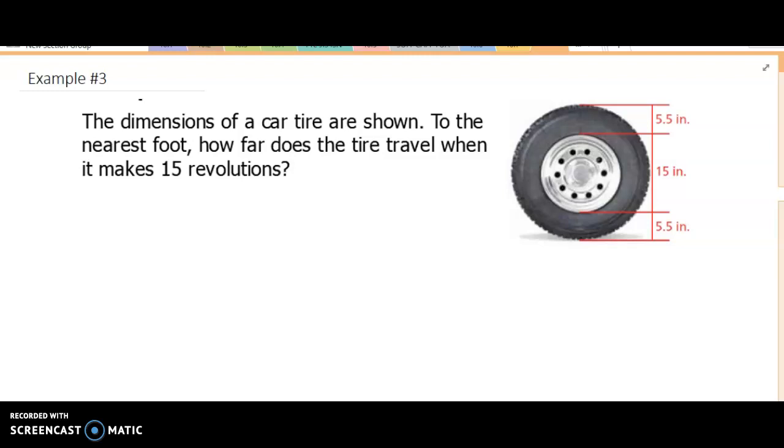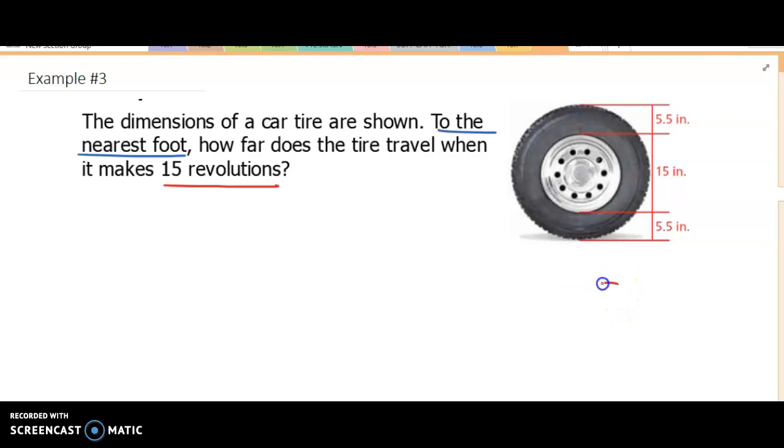All right, so we're on example 3. Okay, so we have this tire. It says the dimensions of the tire are shown. To the nearest foot, how far does the tire travel when it makes 15 revolutions?